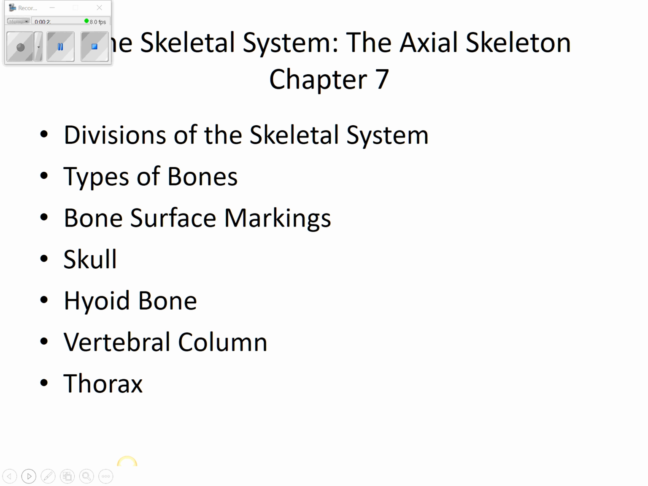So divisions, of course, of the skeletal systems, what we'll talk about. We'll talk about the different types of the bones, bone surface markings on each one of the bones, the skull, the hyoid bone. We'll talk about that. We'll talk about the vertebral column and the thorax, and the appendicular skeleton. That's what we'll talk about.